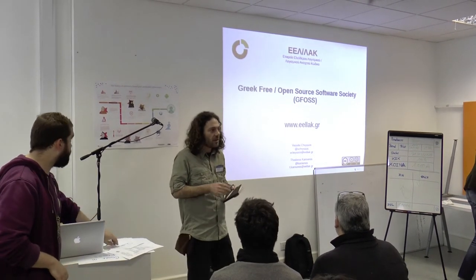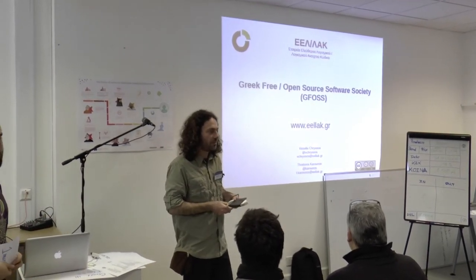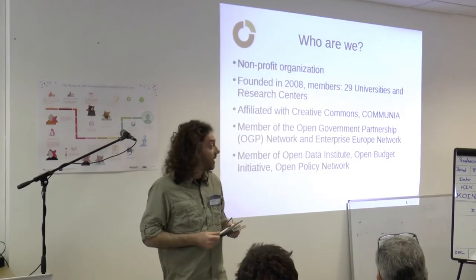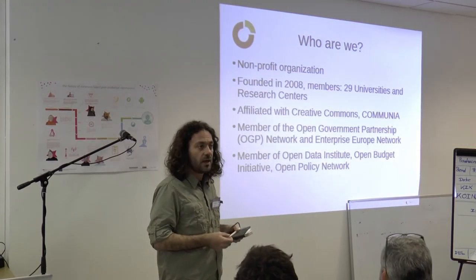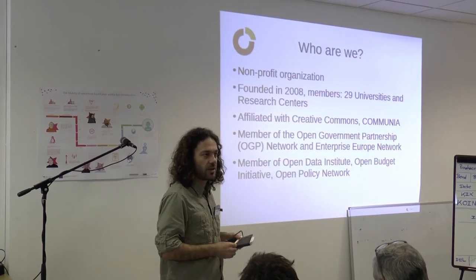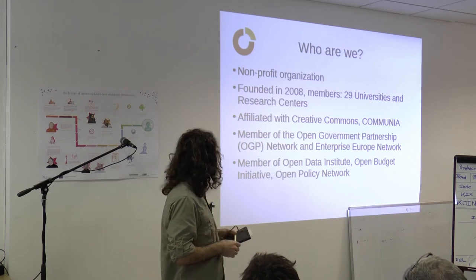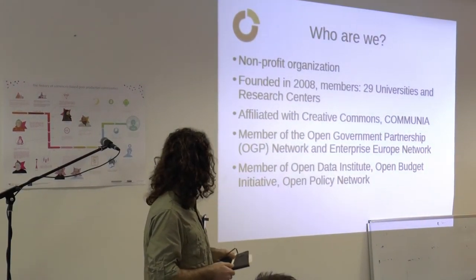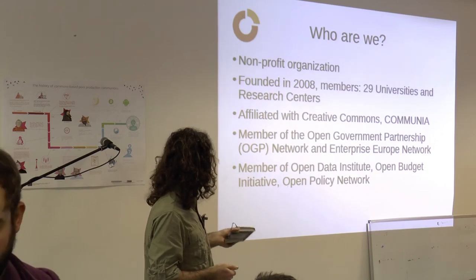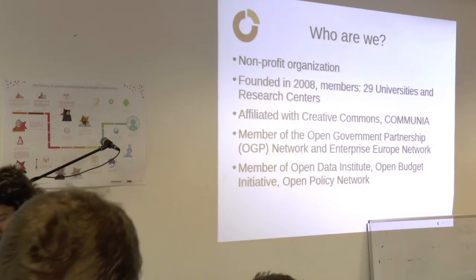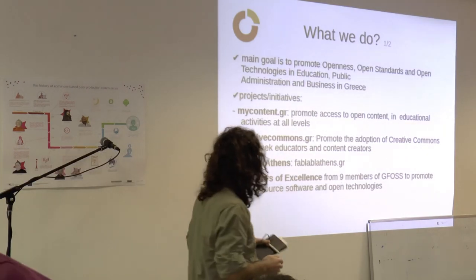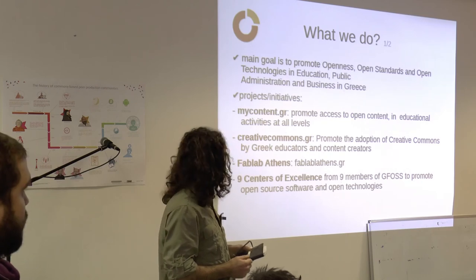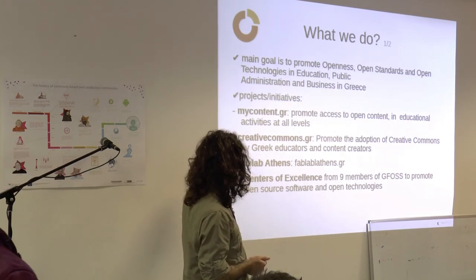A short presentation of the organization that I represent. We are a Greek free open source software society, a non-profit organization founded in 2002, and now we have 29 members, which are mostly universities and research institutes. We are affiliated with Creative Commons and Communia, member of the Open Government Partnership Network and Enterprise Europe Network, and member of the Open Data Institute, Open Budget Initiative, and Open Policy Network. The main goal is to promote open source, openness, open standards, and open technologies in education, public administration, and business in Greece. And we have these project initiatives.